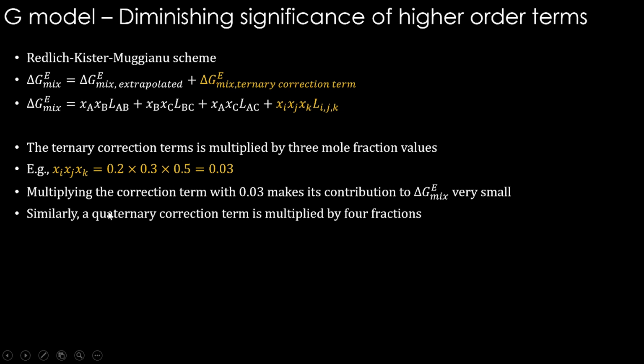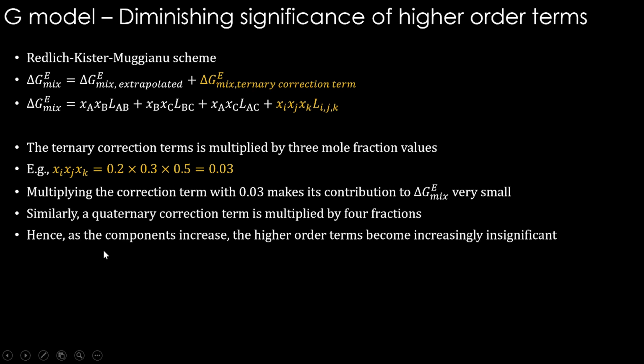Similarly, a quaternary correction term is multiplied by 4 fractions. If at all we do the extrapolation to 4th order, we will see that the 4th order interaction term will be multiplied by 4 fractions and its contribution to delta G mix will be eventually very small. Hence, as the components increase, the higher order terms become increasingly insignificant. This is a very important conclusion.